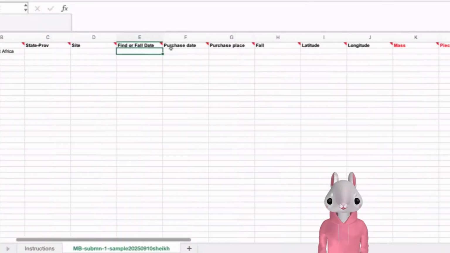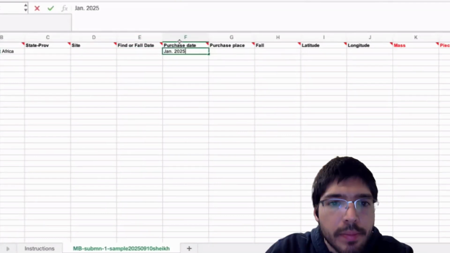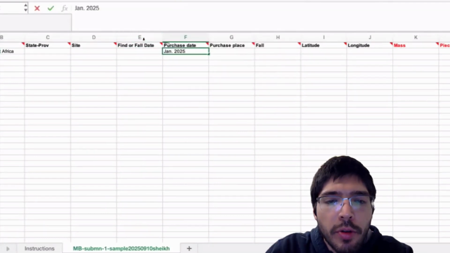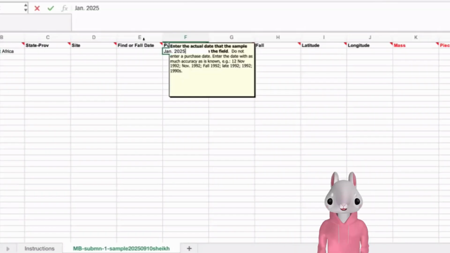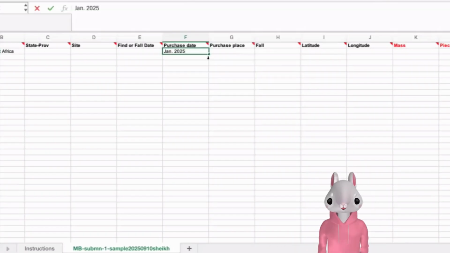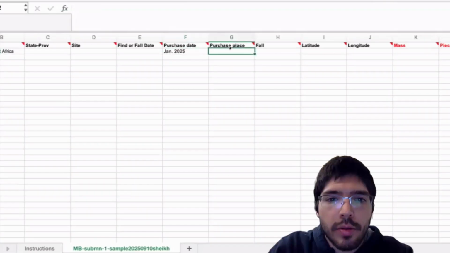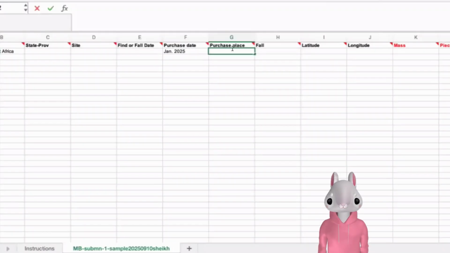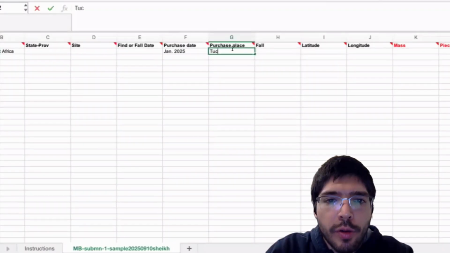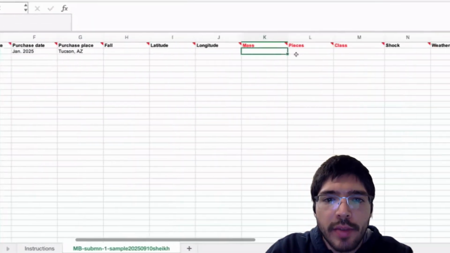We purchased it in late January of 2025. It was probably found in 2024, but we do not have any proof of that. So January 2025. And where did you purchase this? At the 2025 Tucson Gem and Mineral Show, from Mohammed Hamani. Okay, so the exact location and who it was purchased from will go in the history. The place just refers to the city. So what is the total known mass?